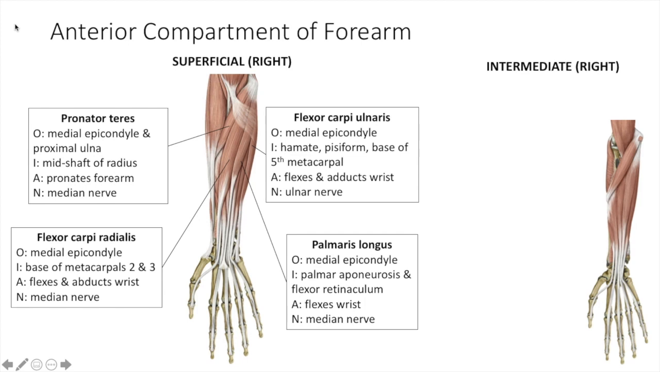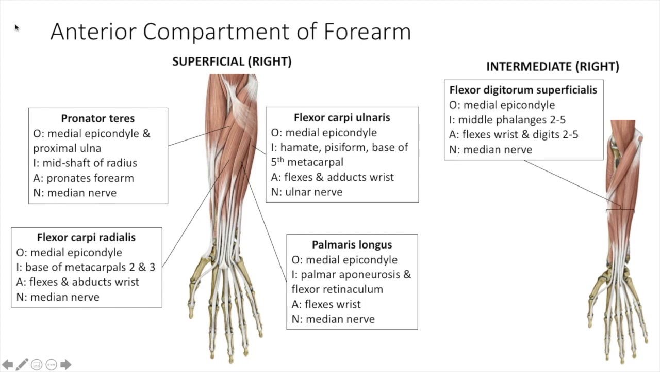And then here we have a view of our intermediate forearm muscles, where we just have the one that we're looking at, which is the flexor digitorum superficialis. And this attaches to the medial epicondyle proximally, and then the middle phalanges of digits 2 through 5 distally. And this muscle acts to flex the wrist and digits 2 through 5.